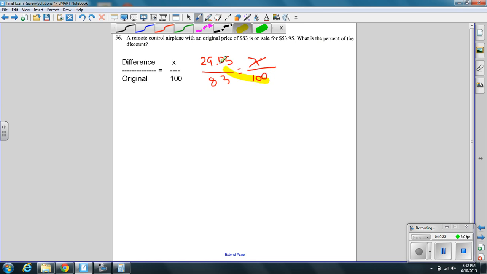Okay, again, we take the cross product and we do 2905 times 100 to get 2,905, and we're going to divide this by 83. And we get an answer of 35. So x equals 35%. So that's the percent of discount that you received on the remote control airplane.